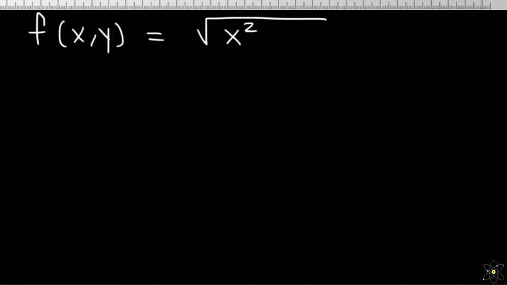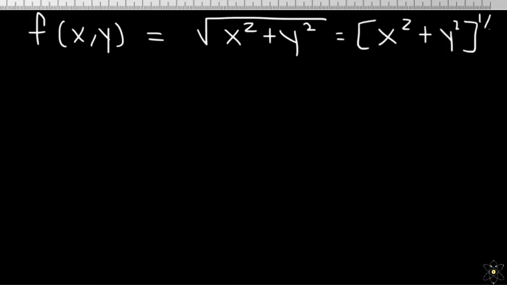Now let's try a problem involving square roots. So let's say f is equal to the square root of x squared plus y squared. Find the partial derivative with respect to x and y. So first, let's rewrite it. So this is equal to x squared plus y squared raised to the 1/2.